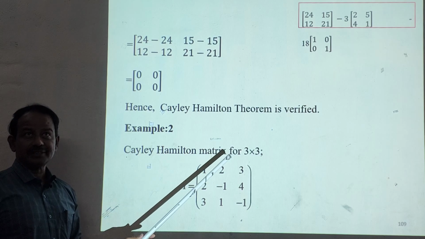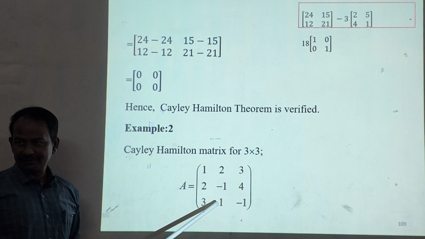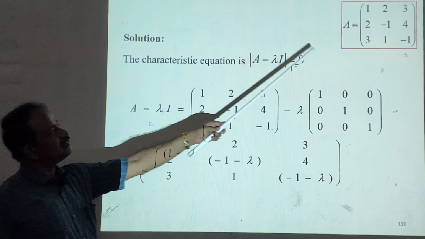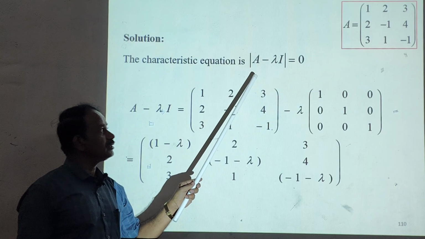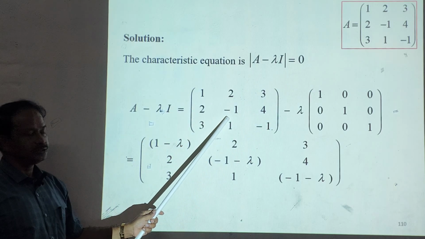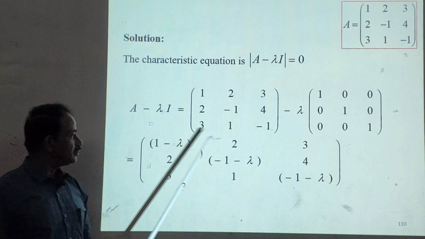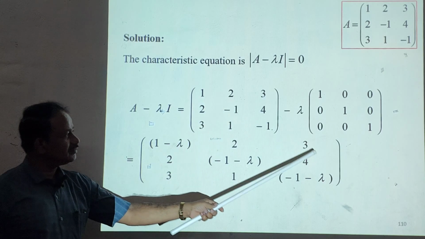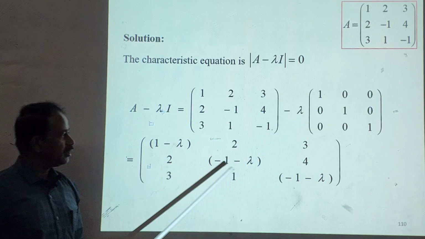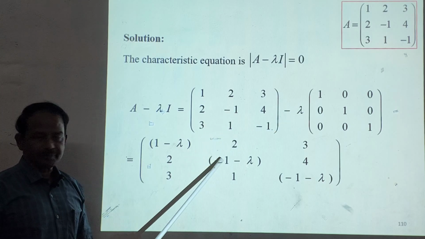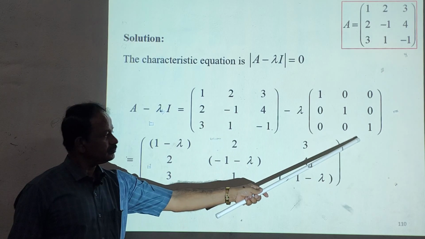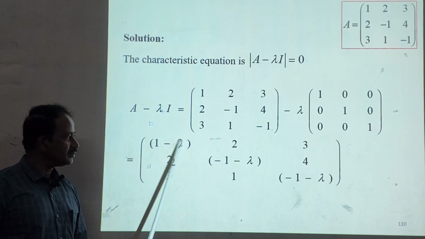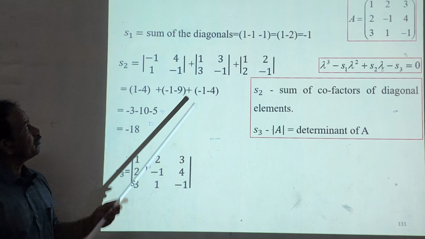Cayley-Hamilton theorem for a 3 by 3 matrix. Now A is given as this. So we are going to verify the Cayley-Hamilton theorem. A minus lambda I equal to 0. So this is A minus lambda I, and we have 1 minus lambda, 2 as it is, 3 as it is. And this term will become minus 1, minus 1 minus lambda. And the last term will be minus 1 minus lambda. As usual, we will have to multiply with a minus sign.